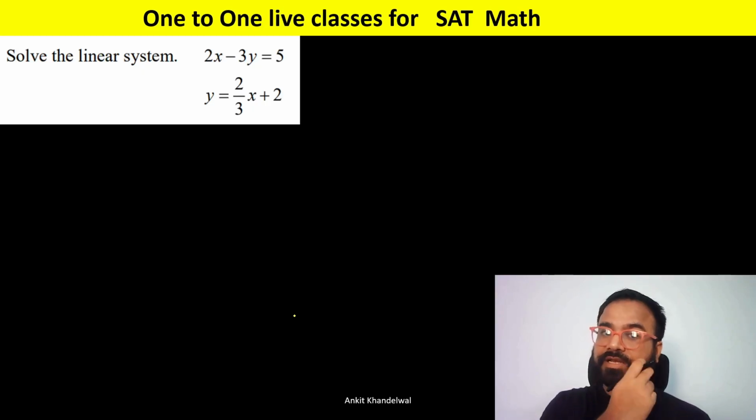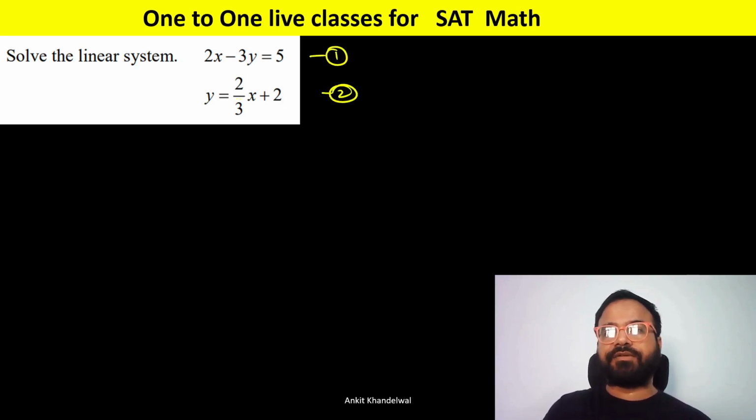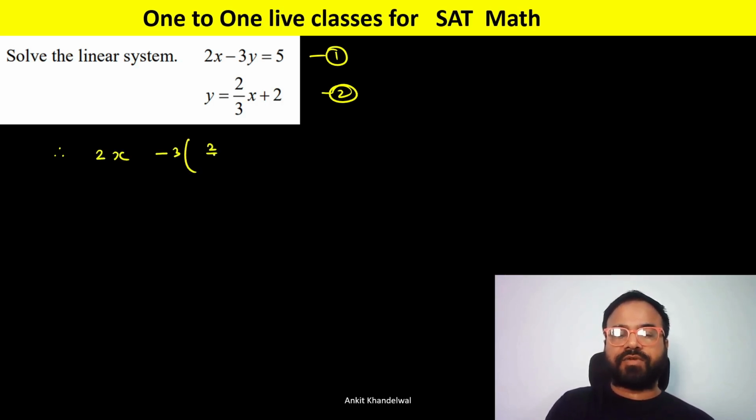Now it is done. Solve the linear system. You can solve by any method. Let's say I am using the substitution method. So this is the first equation, this is the second equation. In the second equation, the value of y is already given. So just substitute this value of y in equation number 1. Putting the value y as 2 by 3 x plus 2 in equation number 1 and solve it.